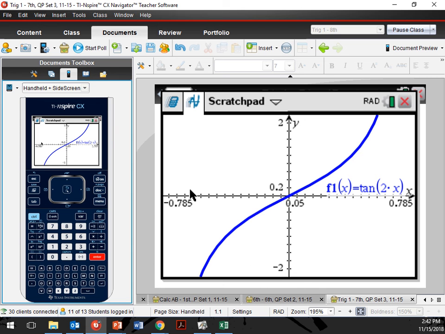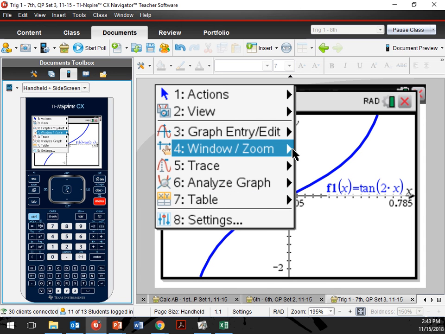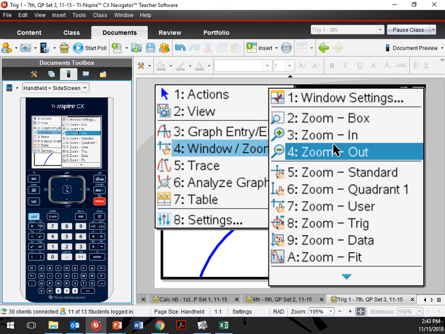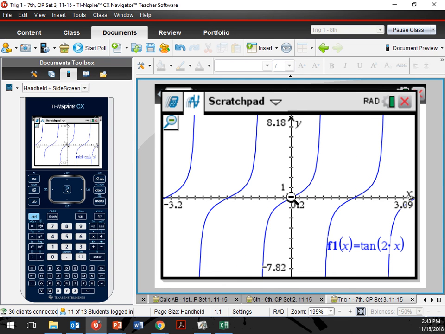So there is an asymptote way over here. If I zoom out on this, there's my pi over 2, my negative pi over 4 right about there, my positive pi over 4 right about there. So this is what it keeps repeating over and over. How many of those do we have to do? One.